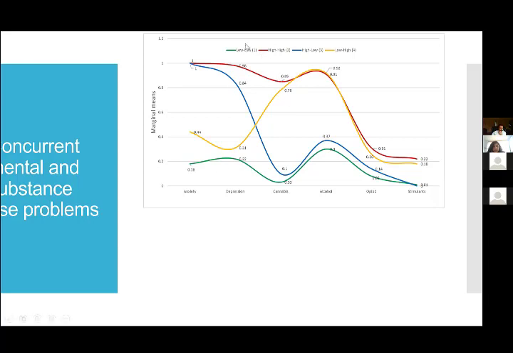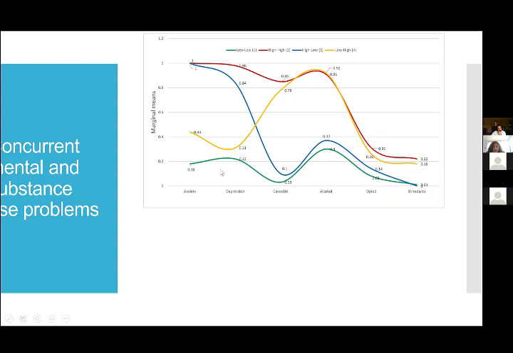One class, class one in green here, is low symptoms of anxiety and depression. And again, this is a very low threshold. This is any symptoms of anxiety and depression, because we didn't want to focus on people with disorders necessarily, but on people with any anxiety or depression. So low, and also low cannabis, relatively low alcohol, low opioid use, and low stimulant use.